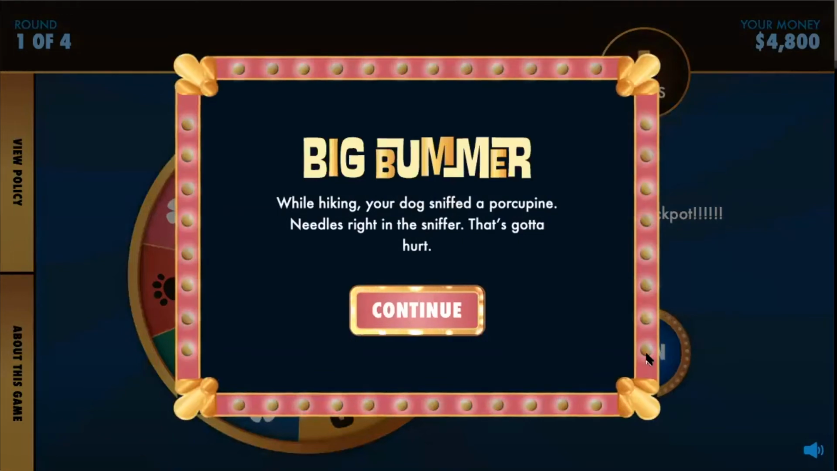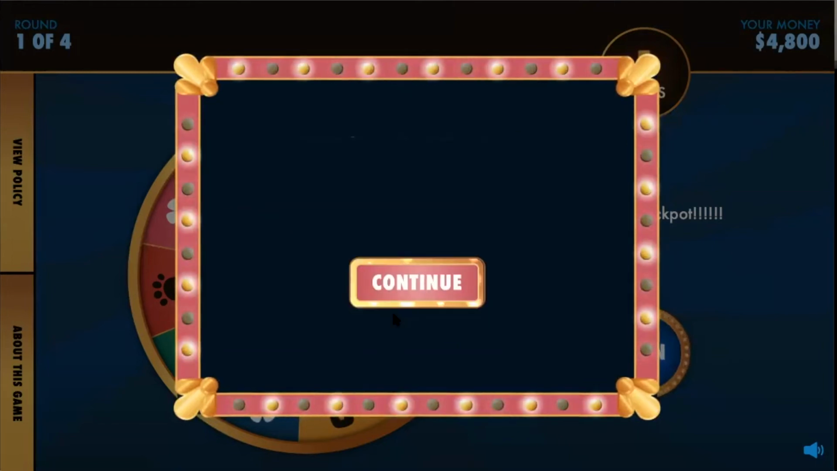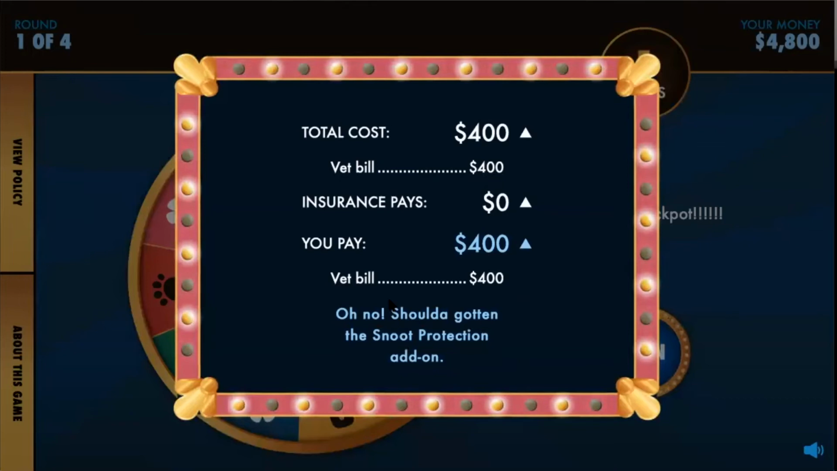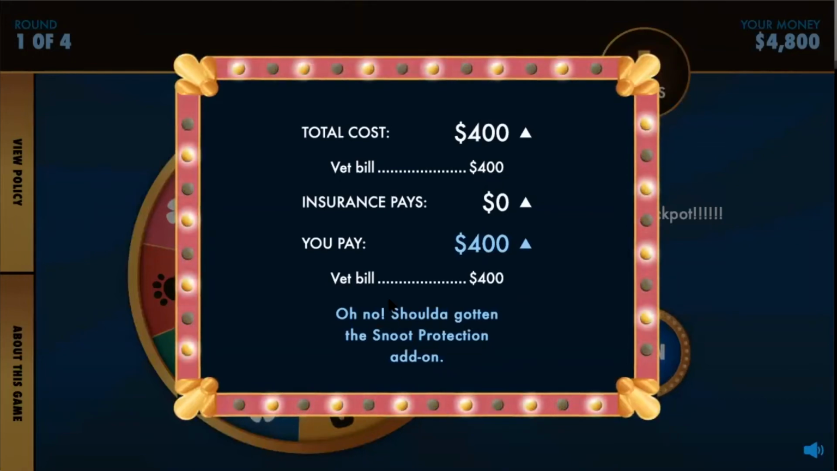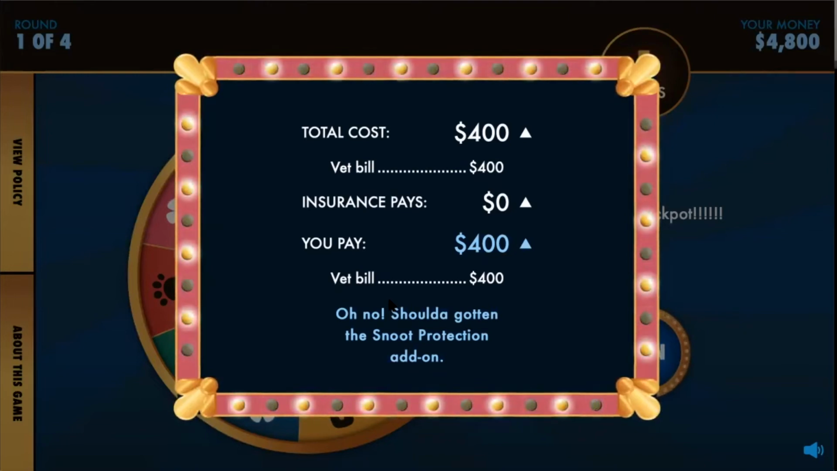All right. What happens? Oh, bummer. While hiking, your dog sniffed a porcupine. Needles right in the sniffer. That's gotta hurt. Okay. Oh, man. And I should have gotten the snoot protection add-on. So even though I had the highest insurance, I didn't have exactly what I needed. I need to pay $400.